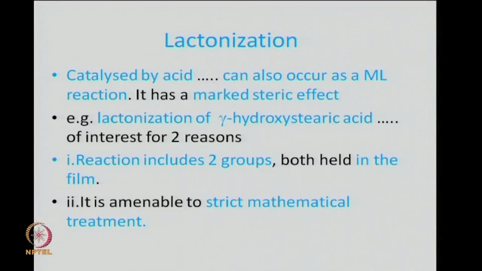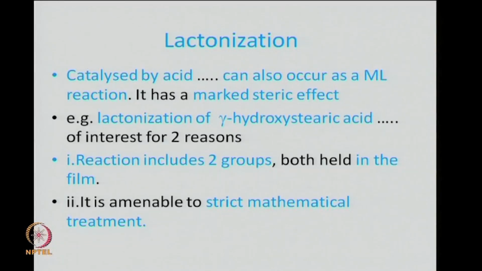Now, lactonization is a reaction which is intramolecular. There is a reaction between OH and COOH groups to produce a lactone. So, we could take an example here. A lactonization which is catalyzed by acid can also occur as a monolayer reaction and it has marked steric effects. We could take an example of gamma hydroxystearic acid.